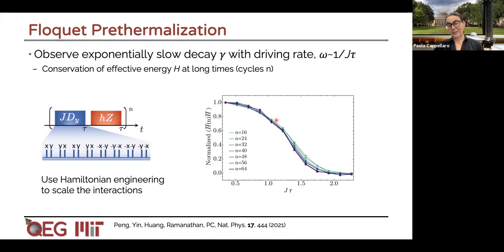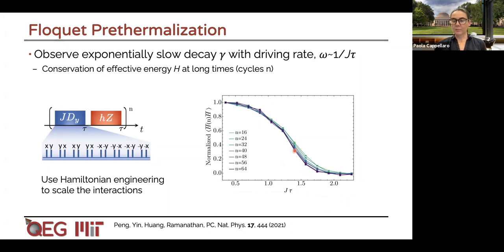However, as you can see, the differences are not all that large. Again, if my driving is fast enough, I'm preserving my Hamiltonian pretty well. If the driving is not fast enough, then of course I don't have this effect of prethermalization anymore.